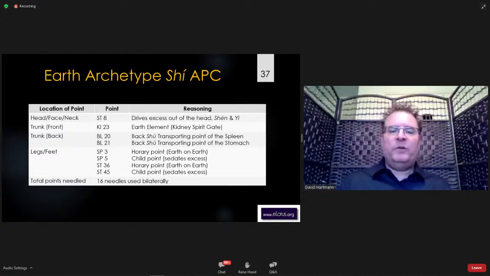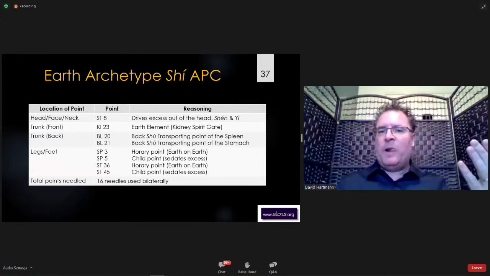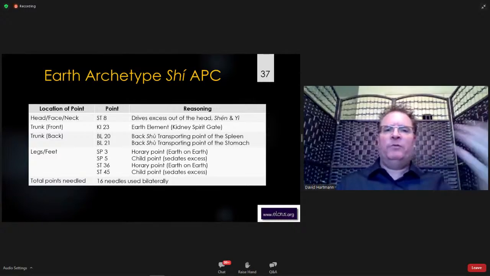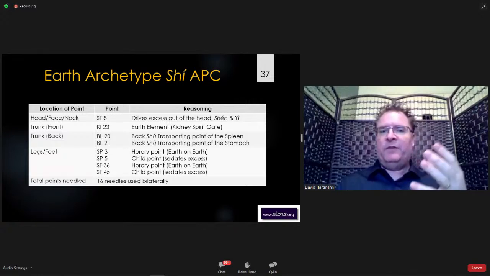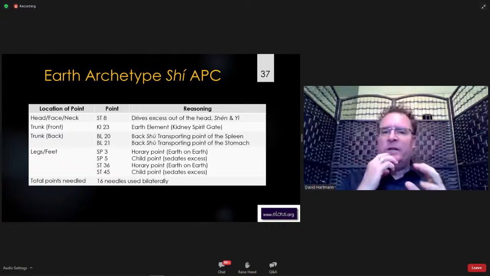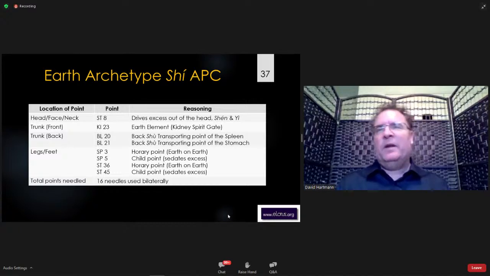And then because they're excess, we do five element theory, where we choose the child point on the Shang or generating cycle, in which case that's Spleen 5 and Stomach 45. 16 needles all up. So for me, that's about the maximum number of needles I would personally use. The needles are sensibly scattered. I'm probably not personally going to do a front and a back treatment in the same treatment. So I'd probably choose a face up or face down, and then I would just either not add any extra points or add in a few extra ones to balance it out. That's my personal sort of look at it.